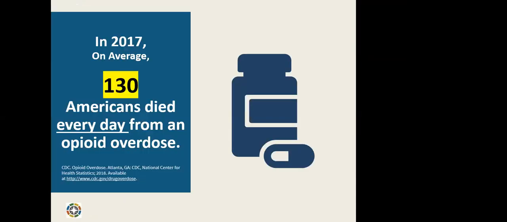Many of you are probably aware of this. These numbers continue to rise, although this year we did see a little plateau in certain age groups, which is very promising. But in 2017, on average, we were seeing about 130 Americans die every day as a result of an opioid overdose. So definitely we've seen an increase in the use and the impact of that particular substance.